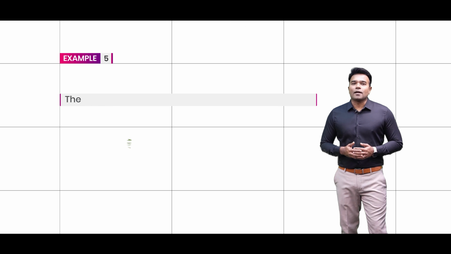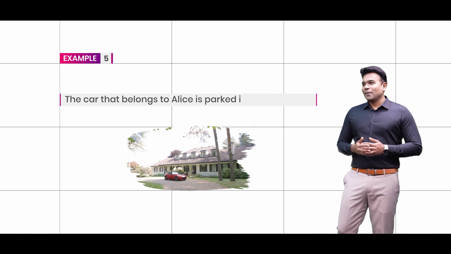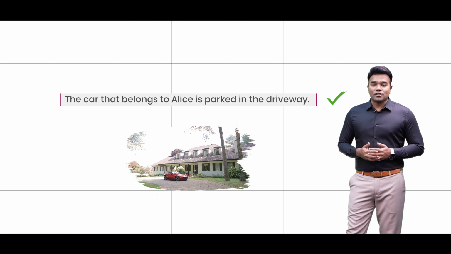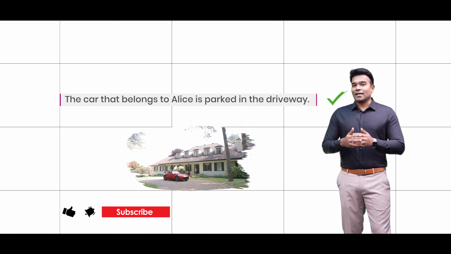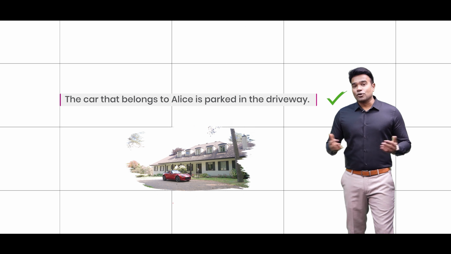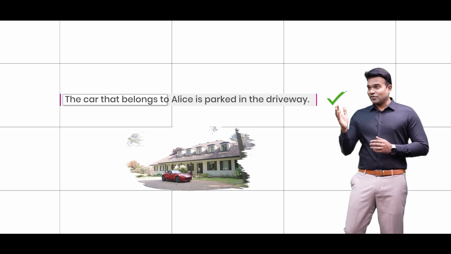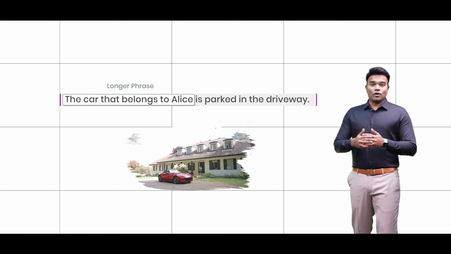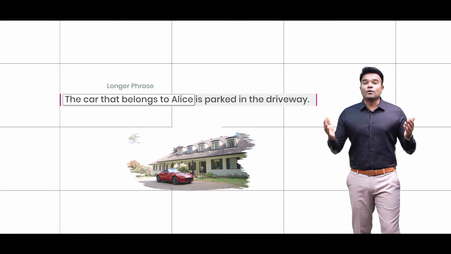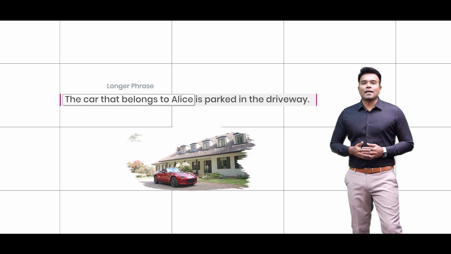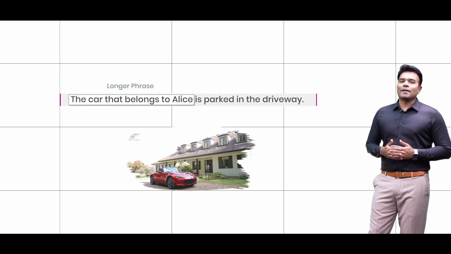Let me explain. Have a look at this sentence. The car that belongs to Alice is parked in the driveway. Well, this no doubt is a valid English sentence, but it is pretty lengthy, and the over-lengthiness of this sentence is predominantly due to the phrase, the car that belongs to Alice. It is due to this longer phrase that the sentence is also long. But in case I replace this longer phrase with an equivalent possessive pronoun, then I can definitely shorten the sentence.